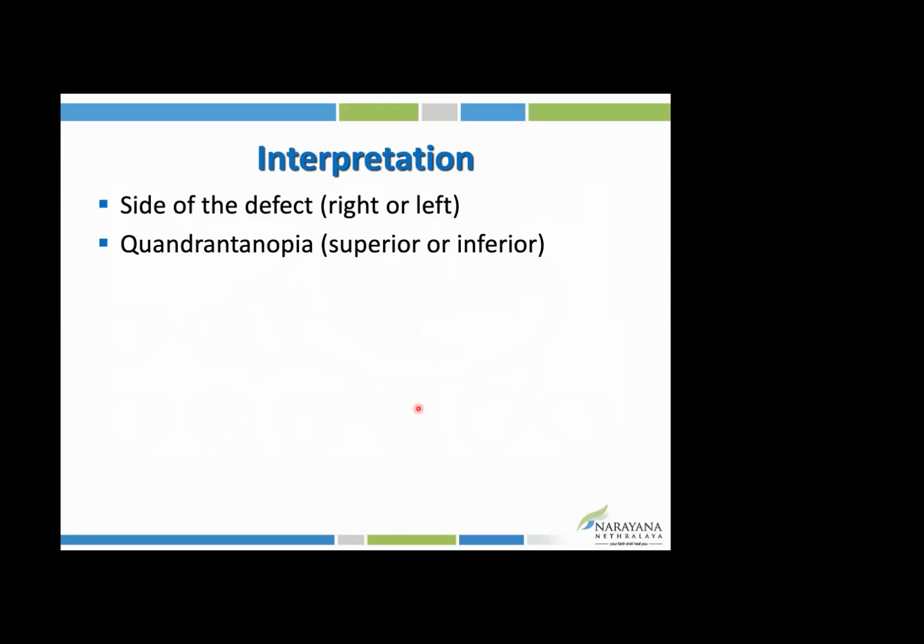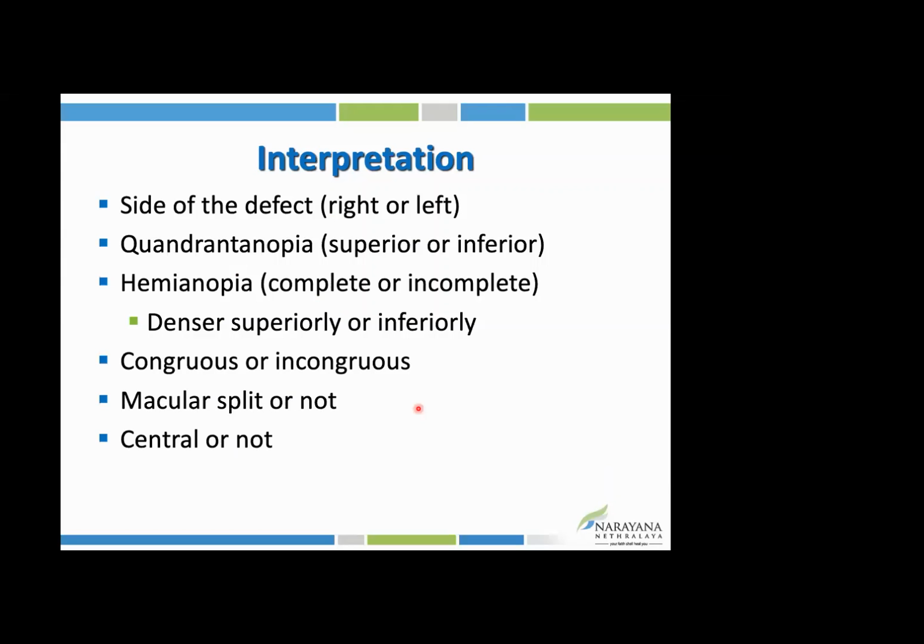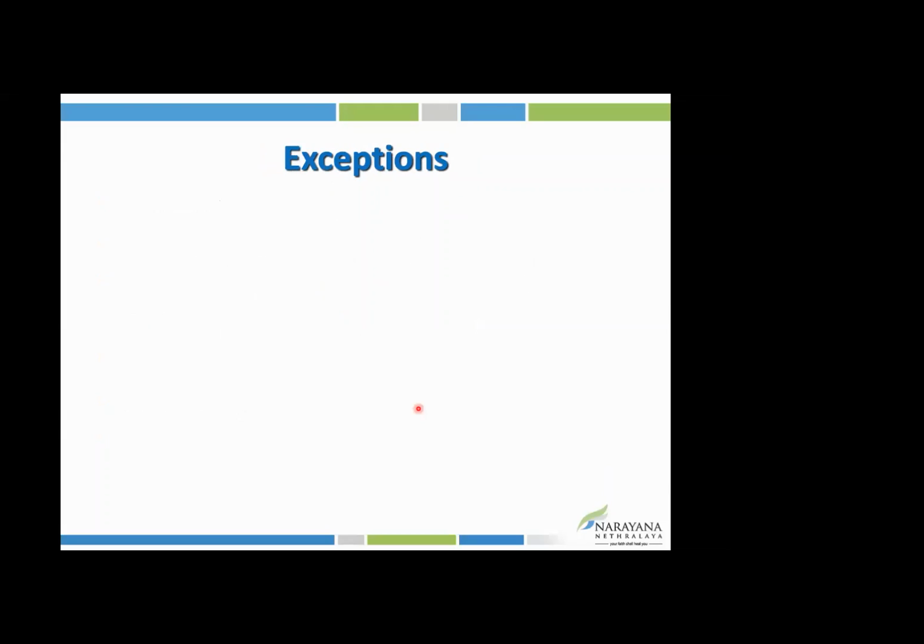So then how do you write this interpretation? First, which side of the defect, right or left? Whether it's quadrant anopia, then it's superior or inferior. If it's hemianopia, then it's complete or incomplete. And if incomplete, whether it's denser superiorly or inferiorly, congruous or incongruous, macular split present or not, and central or not.